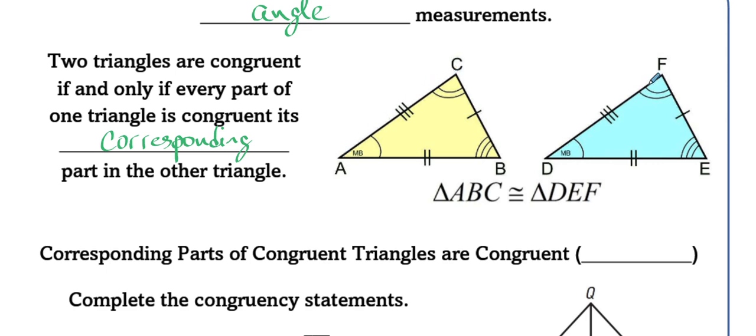So AC here matches up with DF. Those are called corresponding parts, and they are congruent to each other because these two triangles are congruent. That's what this is saying: triangle ABC is congruent to triangle DEF. The order there is really important. A matches up with D, C matches up with F, and B matches up with E. Those are corresponding vertices, and it's written in that order. A, B, and C correspond with D, E, and F respectively.